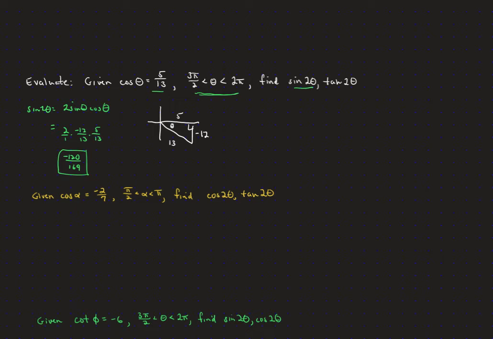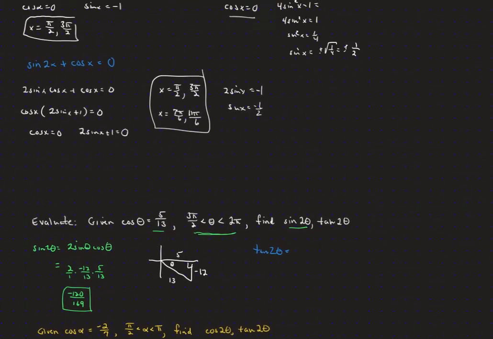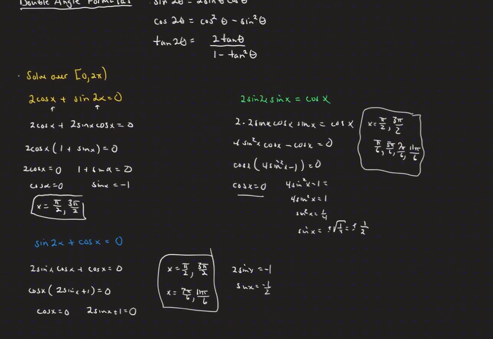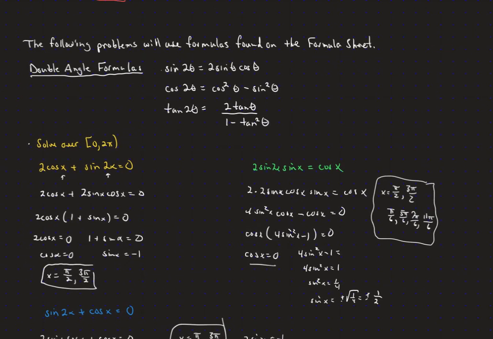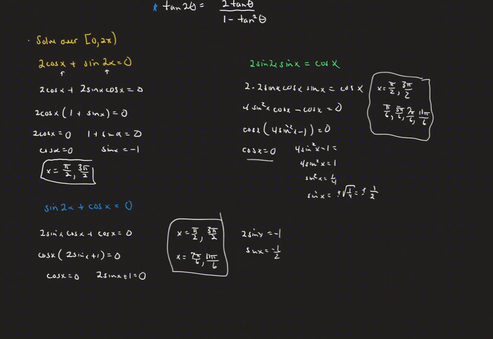Now, tangent of 2 theta, let's go back and find our formula. Let's see, tangent 2 theta is 2 tangent over 1 minus tangent squared.